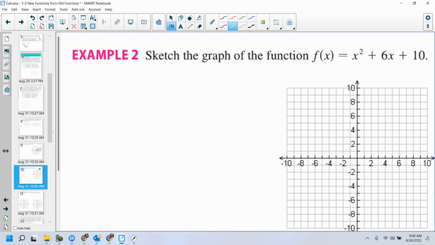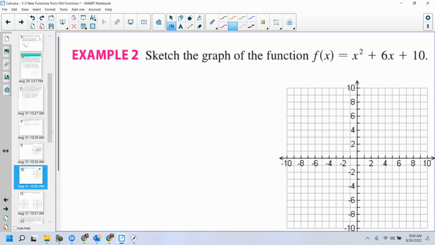Let's take a look at this one. Sketch the graph of the function f of x is equal to x squared plus 6x plus 10. Now, I am going to do this in a unique way. I bet your first instinct is to do negative b over 2a, find the axis of symmetry and the vertex, which is totally fine.